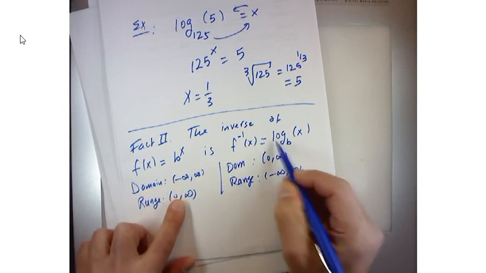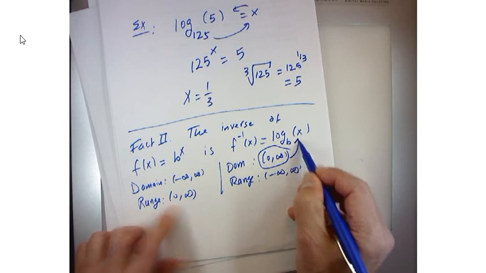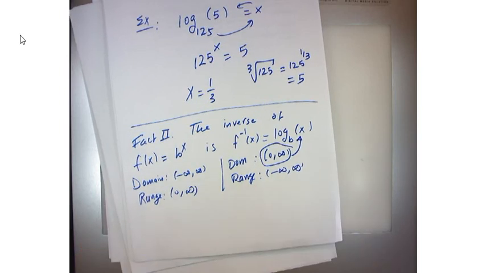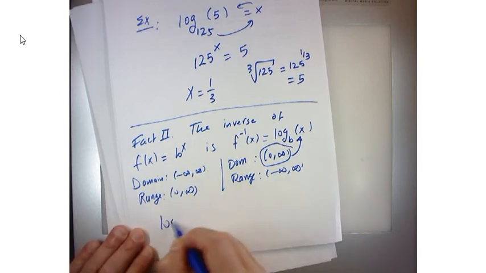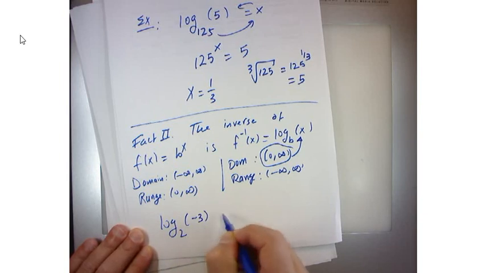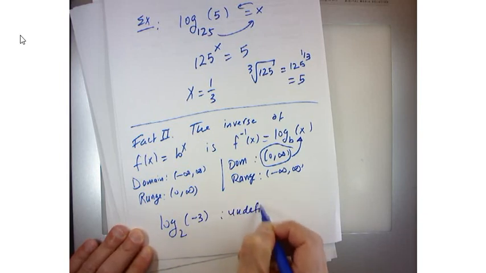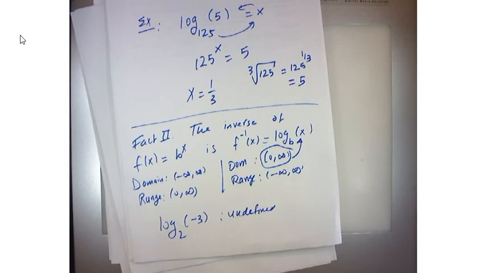So basically we cannot do log of a negative, right? It has to be 0 to infinity. So if I say find log base 2 of negative 3, you would say undefined. Can't have a negative, can't have a 0 in there. So how do we graph log functions?